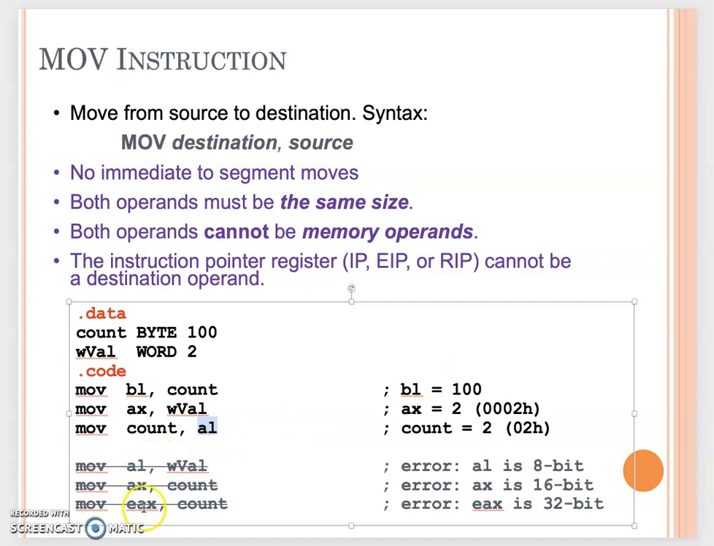But these three are incorrect. You can see wval is 2 bytes, so you cannot move it to 1 byte. Count is 1 byte, so it cannot move to 2 bytes. Count is 1 byte, it cannot move to 4 bytes. So that's the move instruction.